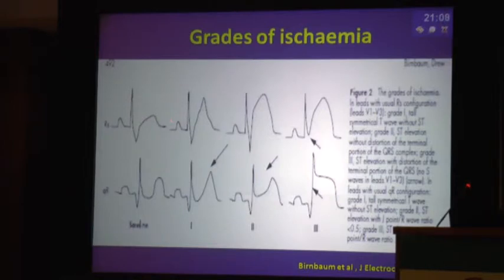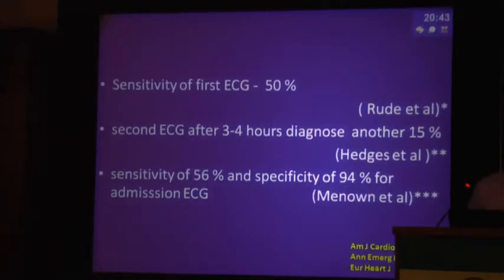When we find the initial part, there is a tall tented T wave, then the ST segment goes up, it gets kind of hooked up as if it's looking up, and then the terminal part of the QRS complex also gets affected. So as ischemia progresses from early time to a more significant grade of ischemia, from the T wave, the ST gets involved, and then the QRS complex also gets involved.